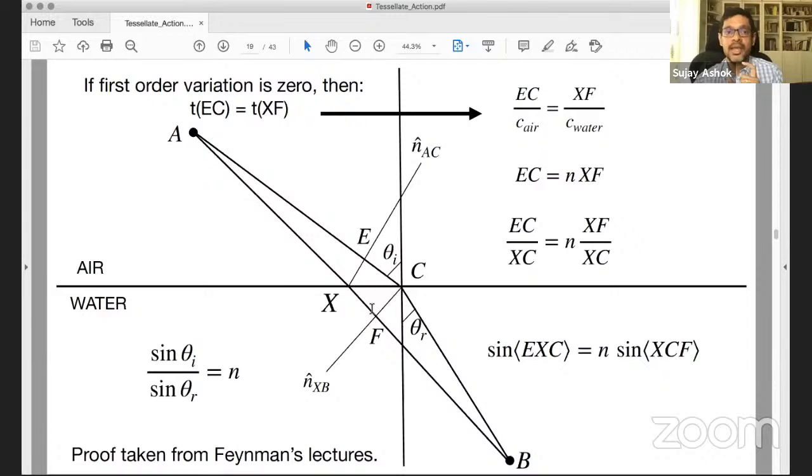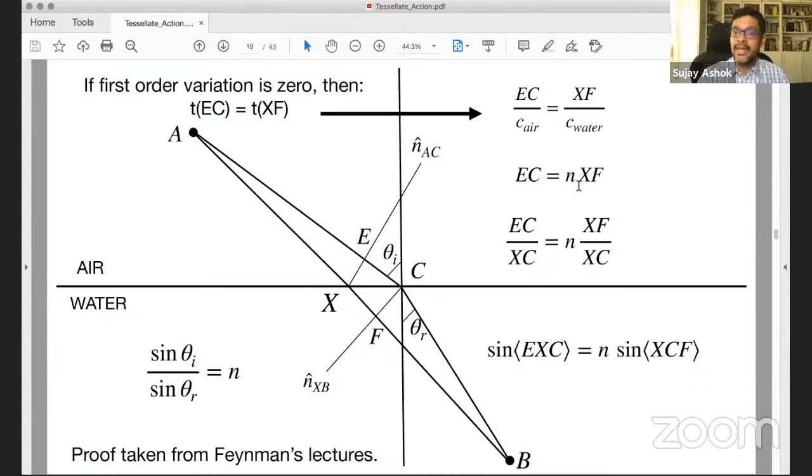And we are saying that the first order variation should be such that these 2 times should be the same. Right? So the time to cover EC in air should be the time to cover XF in water. So this is the extremum principle at work. With that small variation, time should not change. But time is nothing but distance divided by velocity. So I've written TEC, TXF: it's just EC, the distance, divided by the speed in air. And this time is XF, this distance in water, divided by the speed in water.